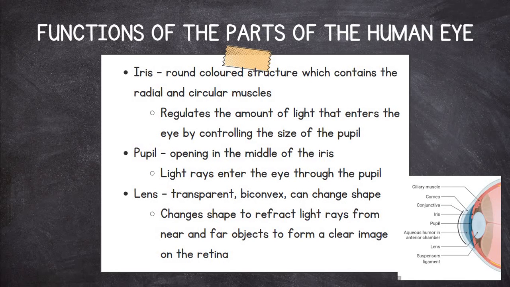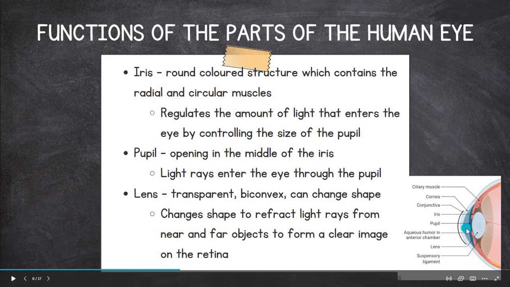Then we have the iris. So this is the round colored structure which contains the radial and circular muscles. That is the colored part of your eye, so the blue, the green, the brown, whatever color your eyes are. And the iris is very important to regulate the amount of light that enters the eye by controlling the size of the pupil. This is because the pupil is an opening in the middle of the iris, and light rays enter the eye through the pupil.